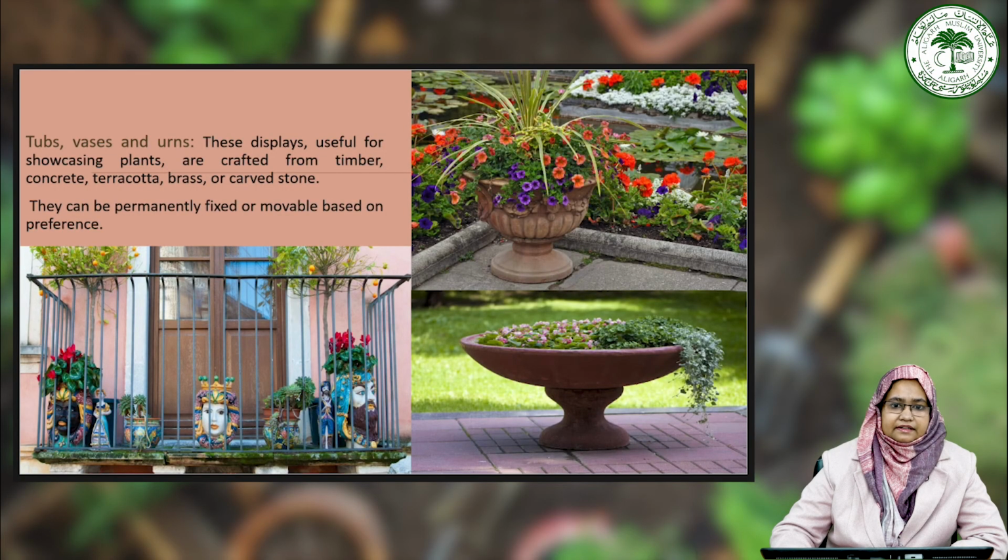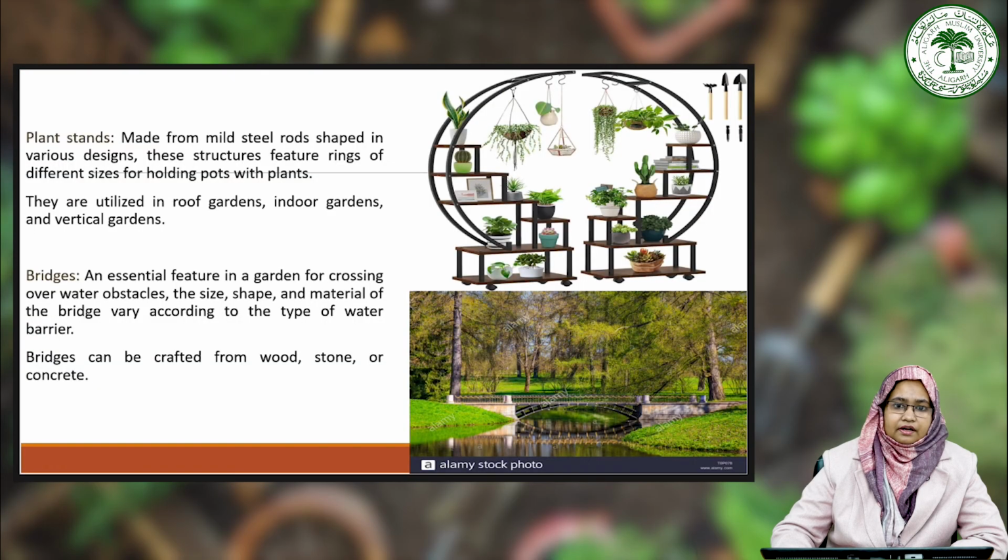The next non-living component is tubs, vases and urns. These are useful for plant display, made up of timber, concrete, terracotta, brass or carved out of stone. These can be fixed permanently in a place or sometimes can be movable also. The other non-living components include plant stands and bridges. Plant stands are made up of mild steel rods molded in different fashion with various rings attached to hold pots with plants. Used in roof gardens, indoor gardens and vertical gardens.